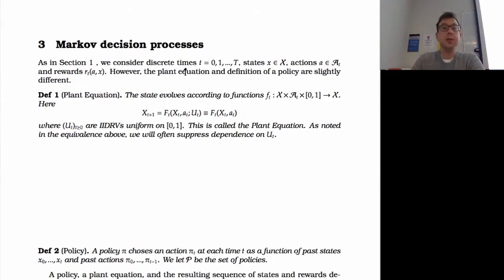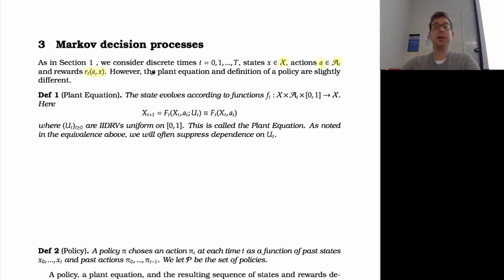As in section 1, we're going to again assume that time is discrete, okay? And we're going to consider states x in some set of states script X, all right? And you're going to be allowed to take actions a in some set script A of t, okay? And given the state that you're in, the action that you take, and also the time, you're going to receive some reward, okay?